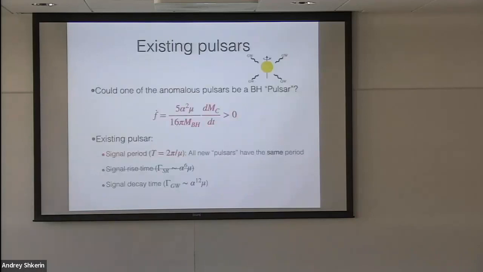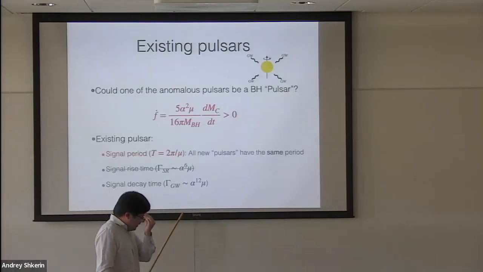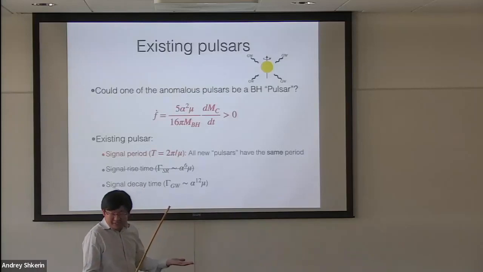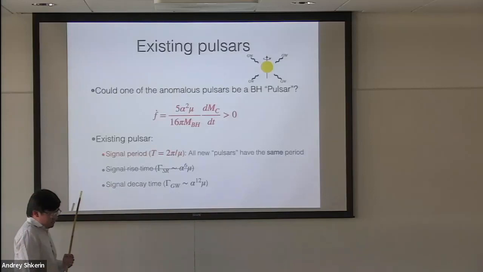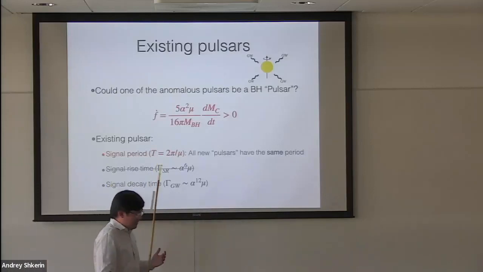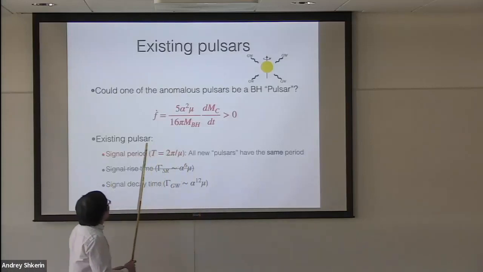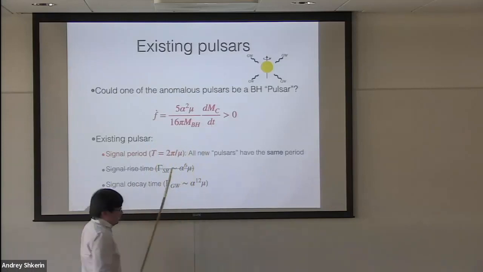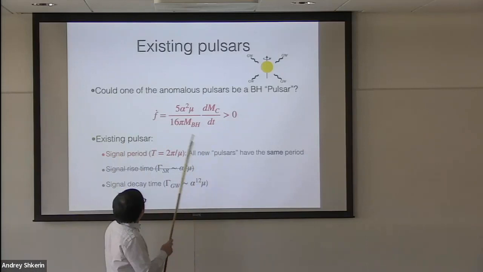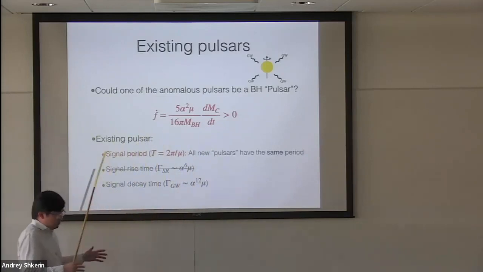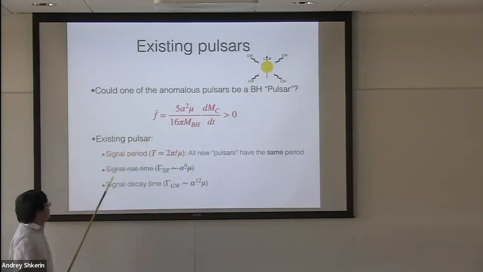So the second type of search is to tag the existing pulsars and ask if they are actually black holes instead of neutron stars. There are two defining features of the pulsating source that we are interested in. The first one is that F dot is always positive, because the cloud is always losing mass and the gravitational binding energy is becoming smaller.